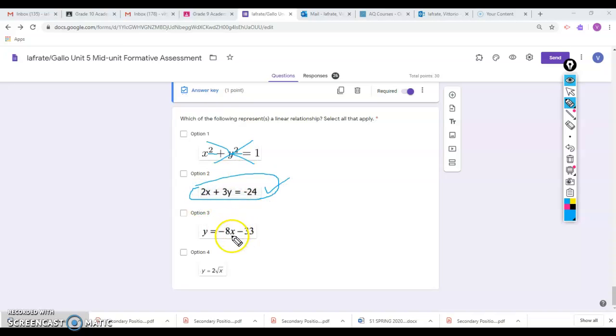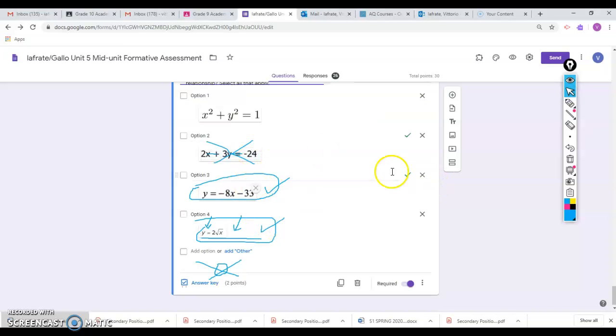Same idea here, no degree higher than 1. No variables are multiplied by each other. And no square roots or anything like that for the variable specifically, like the x, for example, or the y. So this would be a linear relation as well. Here, we have a square root of a variable. Right away we know that's not going to be a linear relation. So 2 of these answers are correct. Option 2 and option 3. Let's see if we're right. Option 2, option 3. Perfect. And the rest are not linear relations.